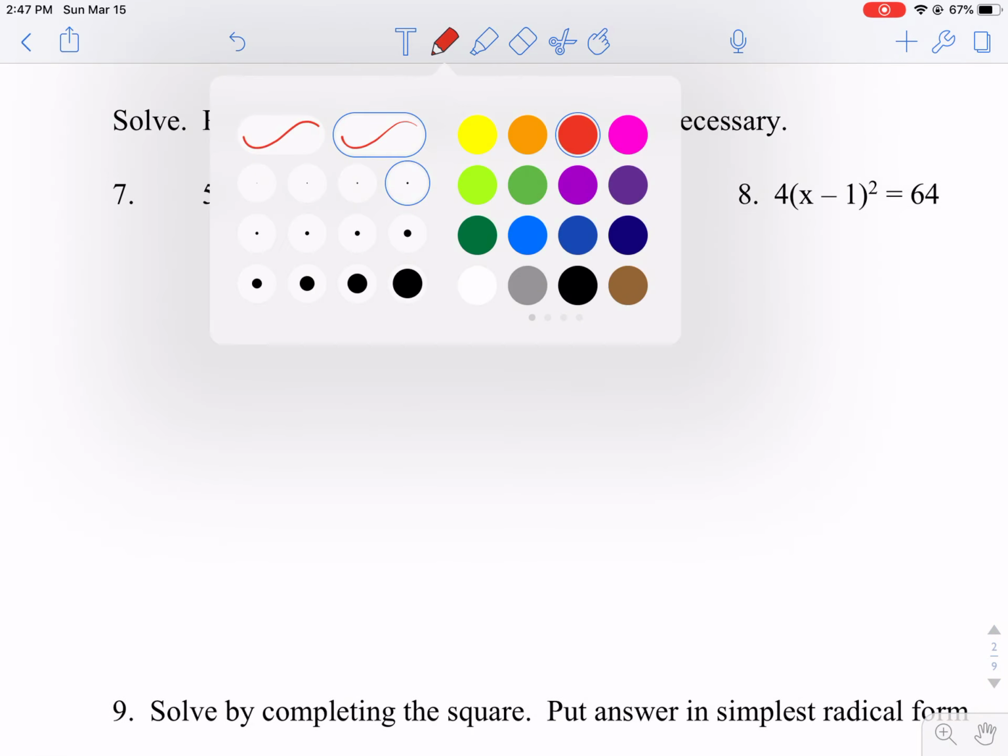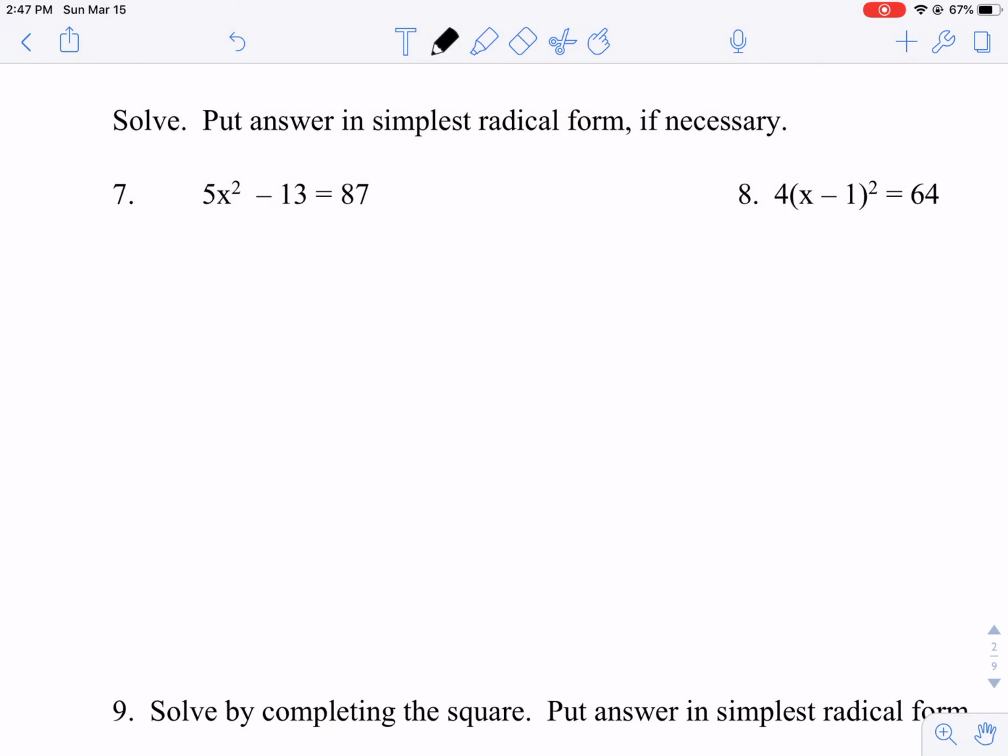Solve number 7. So this is one of those shortcut problems where you only have an x squared. So you can use square roots instead of having to do quadratic formula or try to factor or whatever. Now it just said put the answer in simplest radical form. If you want to set it equal to 0 and do quadratic formula and solve it that way, that's absolutely fine and acceptable. But I'm going to do the shortcut. Since there's only an x squared, I can use the shortcut.